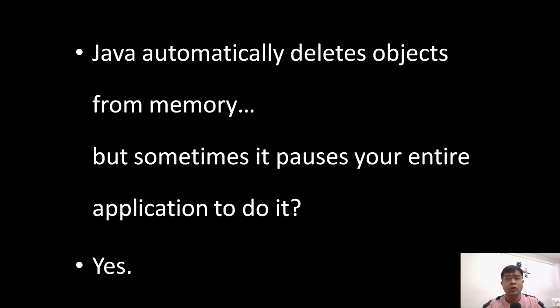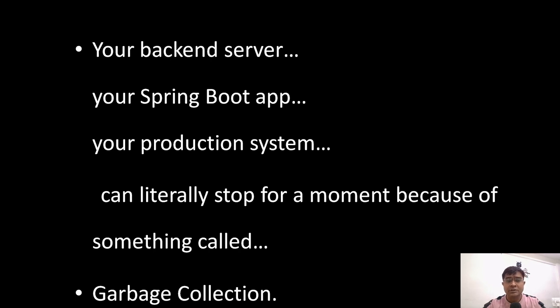Java basically automatically deletes the object from the memory, but sometimes it pauses your whole application to do it. Yes, it's right. It pauses your whole application sometimes to do this type of activity as well. So your backend server may be stopped, your Spring Boot application may be stopped, your production system may be stopped, can literally stop for a moment, right? Because of something called a garbage collector. Your whole system can stop literally for a moment. This is because of garbage collection in Java, right?